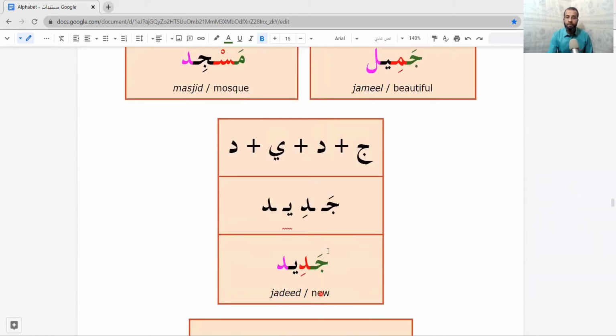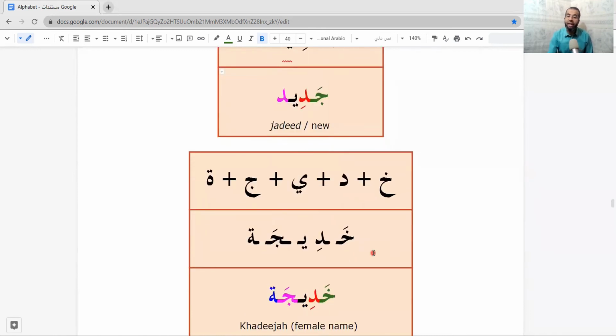New. This is a new word. 4 letters. Jim, Dal, Ya, Dal. The Jim has fatha, so we say Ja. The Dal has kasra, so we say D, followed by long vowel E, and then the D. Jadid, new.